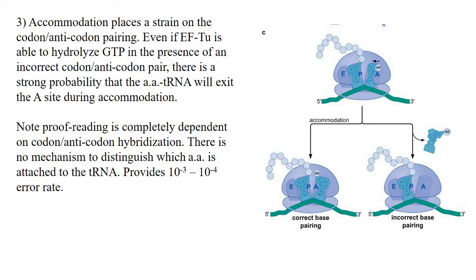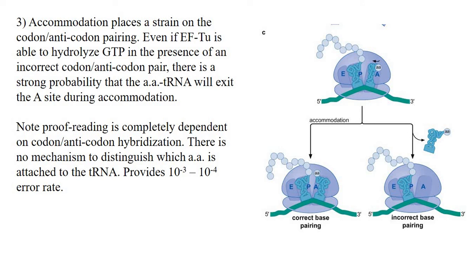So accommodation places strain on the codon-anticodon pairing, because the codon-anticodon pairing should be correct before accommodation happens. Even if EF-Tu is able to hydrolyze GTP, for example, in this case EF-Tu brought this tRNA here. If it's correctly bound, then it will make this peptide bond here. This is the correct base pairing. But if this is not the correct amino acid, even after the GTP hydrolysis occurs, because the tRNA is not well aligned to the mRNA, it will not have the correct accommodation.